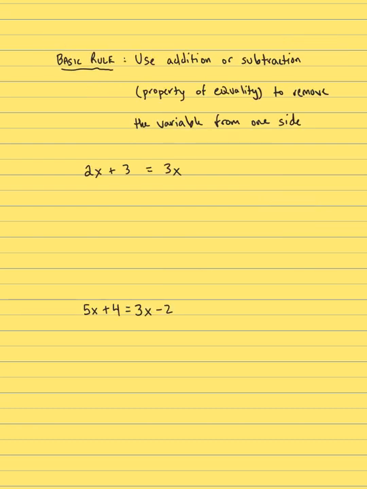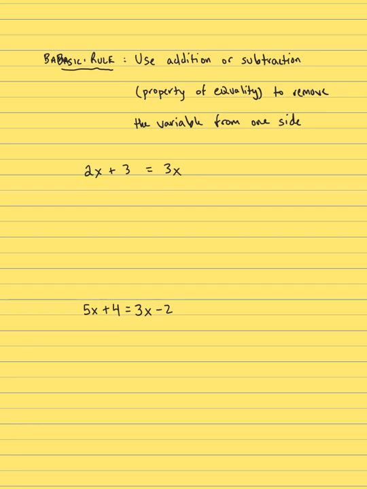All right, so as I said, this is one basic rule, which is using the addition or subtraction property of equality to remove the variable from one side. So again, the first thing that you want to do is use addition or subtraction. And remember, we mean the property of equality, so do it to both sides, okay? Use the addition or subtraction property of equality to remove the variable from one side. So that's easier to show with an actual equation.